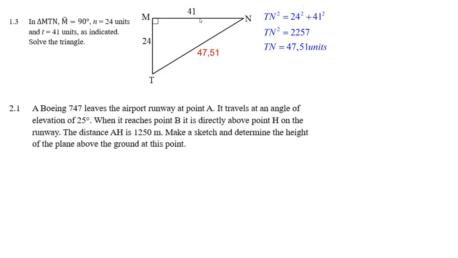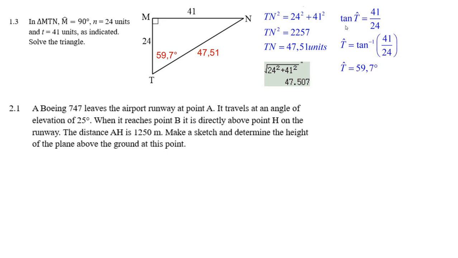To find angle T, you could use all sorts of different trigonometric functions, but the one that involves the nice even numbers here would be opposite over adjacent. That's Pythagoras done there. So I went, the tangent of T is the opposite 41 over 24. You just ask your calculator, shift tan, what angle goes with this fraction? And your calculator will tell you it's 59.7 degrees. There it is. I rounded it off to the nearest tenth.